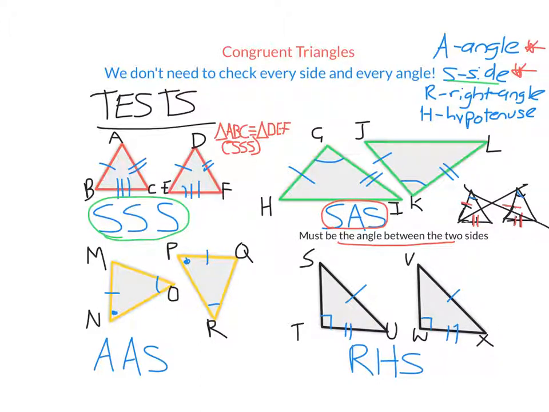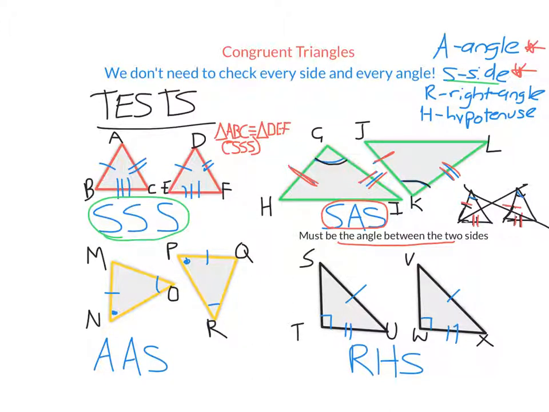But if we look at the triangles in green, I can use the SAS test because I've got one pair of equal sides and then a second pair of equal sides. That's what the dashes mean. But the angle that is equal, which is marked with this arc, they are the angles in between the two sides that I'm given. So then I can use the SAS test. So remember, SAS test, it must be the angle between the two sides.